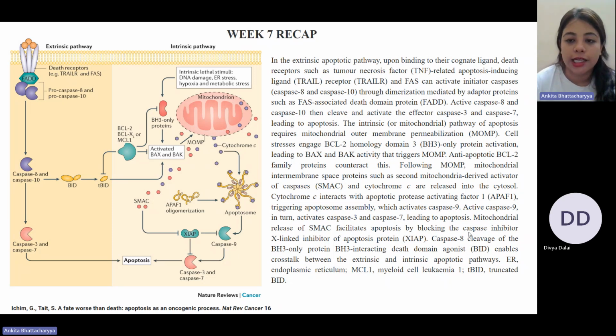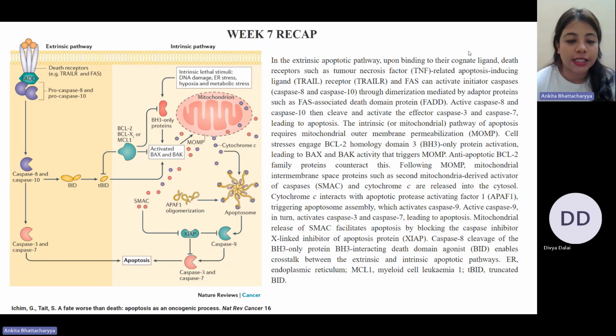Following MOMP, I'm reading the legend again. After the outer membrane has been permeabilized, the mitochondrial intermembrane space proteins such as SMAC, which is second mitochondrial-derived activator of caspases, which you see here in pink, and cytochrome C, both of these are released into the cytosol. This cytochrome C can interact with APAF1, which is apoptotic protease activating factor 1, and it triggers the formation of this micelle-like structure. It's not a micelle, but the structure is analogous to that of micelles. It triggers the formation of the apoptosome, which activates caspase 9.